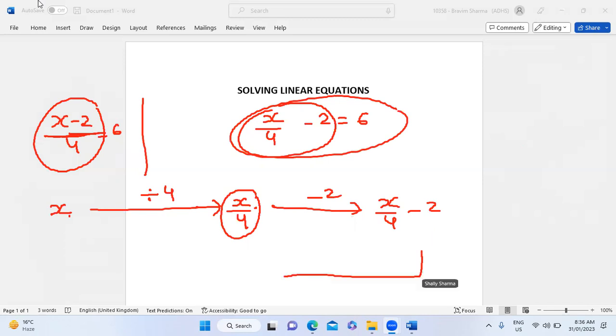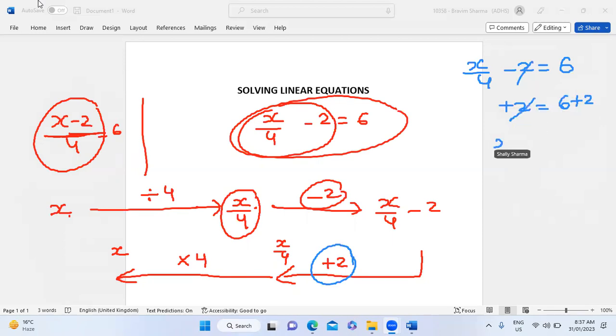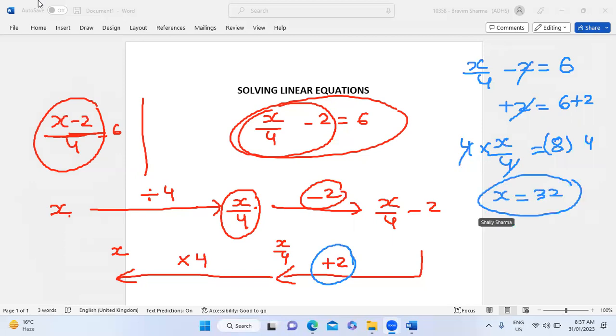So you got x over 4 minus 2. Now I have to do the reverse. Minus 2 will become plus 2, and divide by 4 will become multiply by 4. So you will be getting first x by 4 here, and here you will be getting just x. Now we will be applying these operations here. x over 4 minus 2 equal to 6. First operation is plus 2, so plus 2: x over 4 is equal to 8. And then you will be timesing both sides by 4. So x will be equal to 32. This is a way to solve these questions.